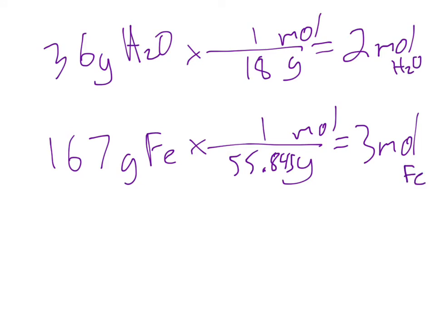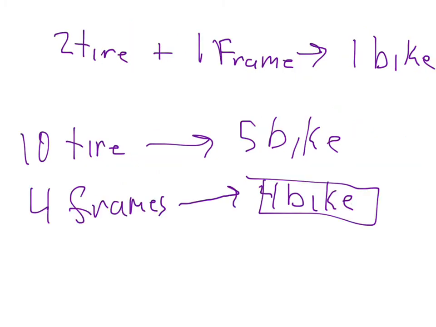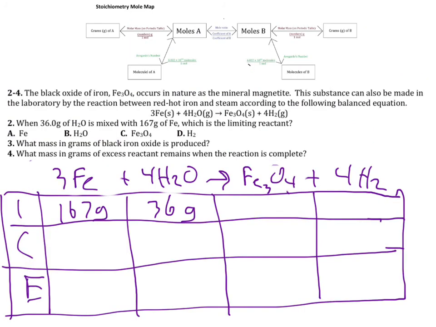So again, what we did is we took the grams and we converted them to moles. And once we convert them to moles, we can then put them in our mole chart. So this is 3 moles of iron, and this is 2 moles of water. So that's our initial moles. And again, we start off with 0 moles of this and 0 moles of that.